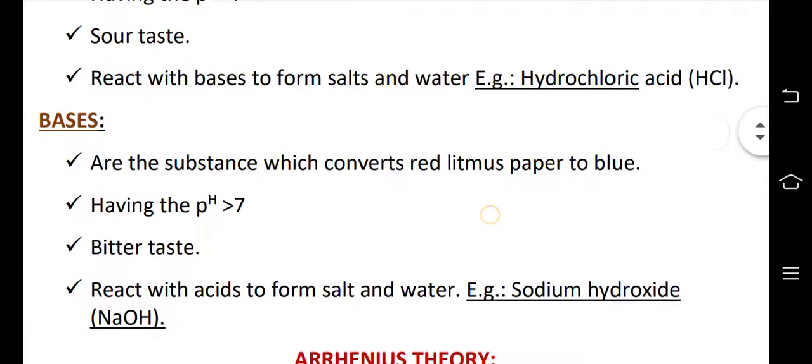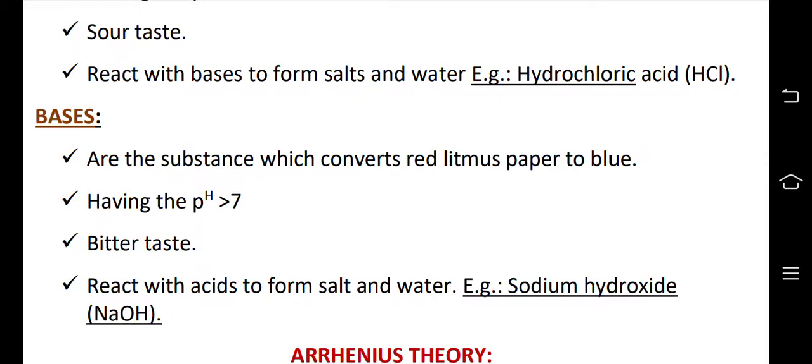According to traditional concept, bases are the substances which convert red litmus paper to blue, and bases have a pH greater than 7, and bases are bitter in taste. Bases react with acids to form salt and water. Example, sodium hydroxide.